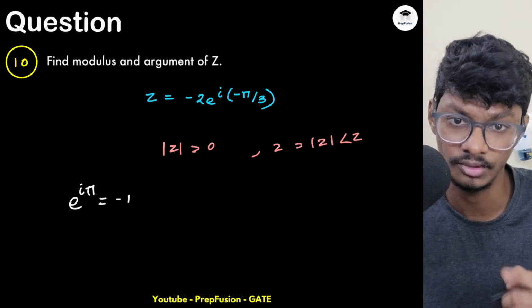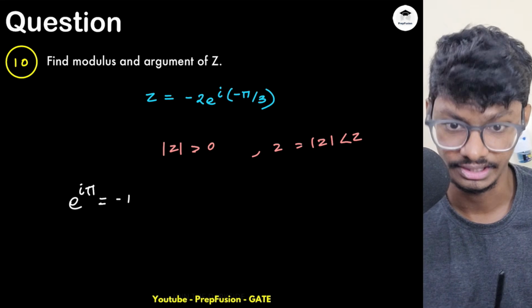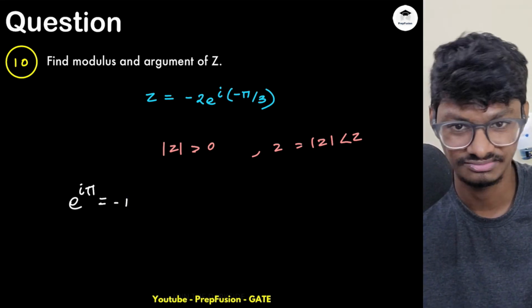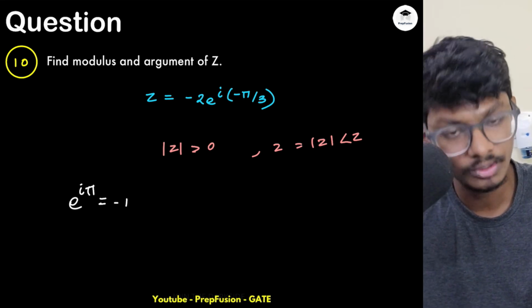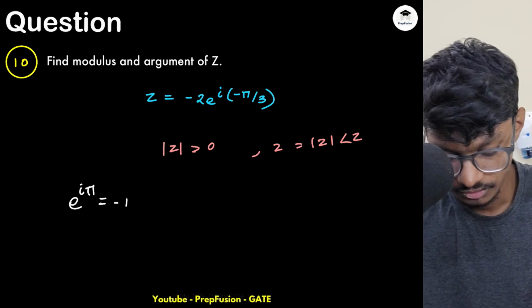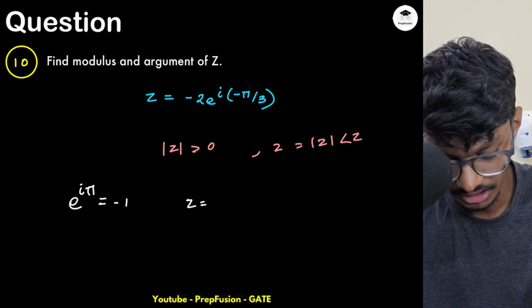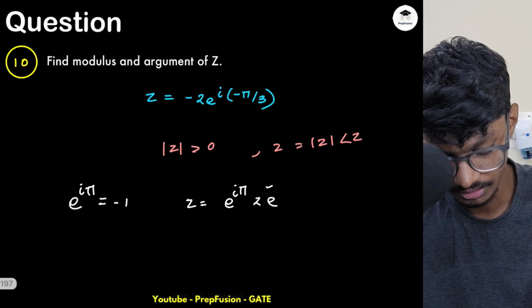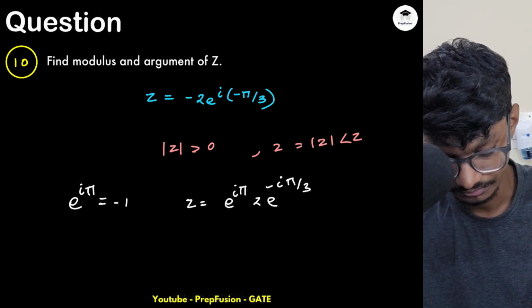So that's why I already told you at the starting of this that you have to remember this result. Actually, you don't even have to remember it; these are basic things. So e raised to power i pi is minus 1. So I can replace this minus 1 with e raised to power i pi. If I replace it, I will get e raised to power i pi times 2 times e raised to power minus i pi by 3.